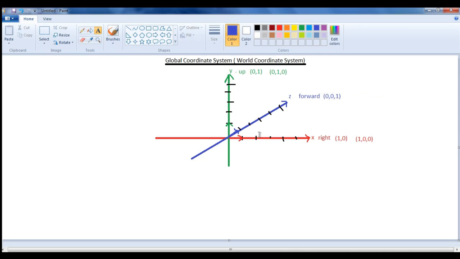And these vectors are read-only. You cannot change them because they are global vectors, and they always point to the respective axis. They will never change. Understand?